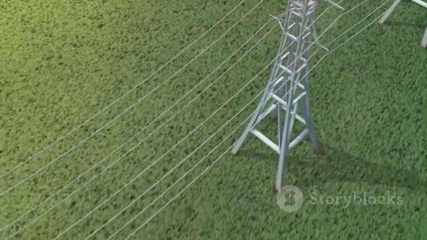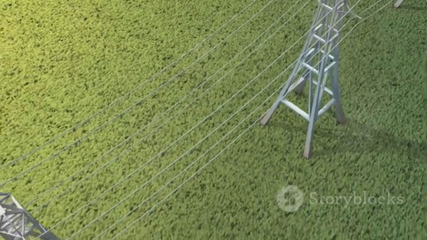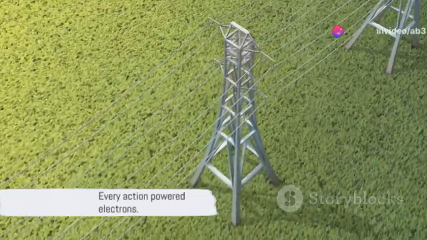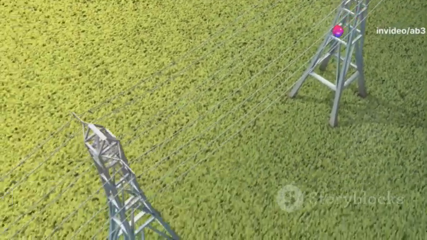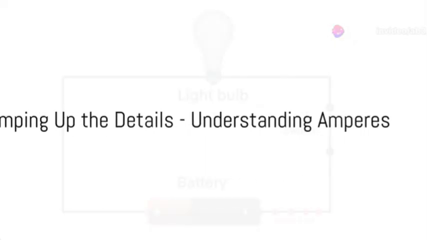their own unique way. Understanding these fundamentals allows us to harness and manipulate electric current in countless applications, from lighting our homes to powering our gadgets, and even driving the wheels of electric vehicles. So every time you use an electrical device, you're harnessing the power of flowing charges. Now let's dive deeper into how we measure this flow.